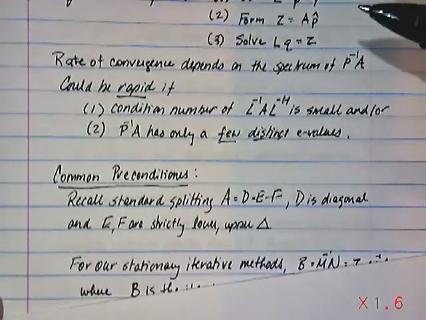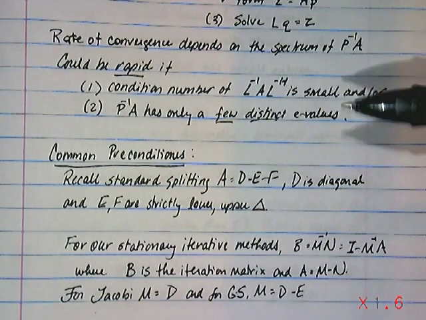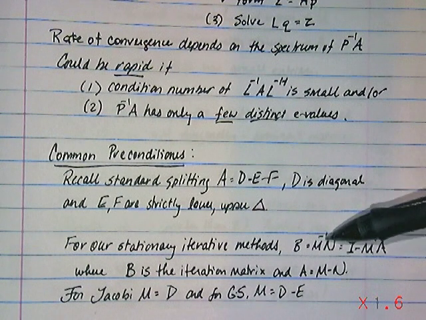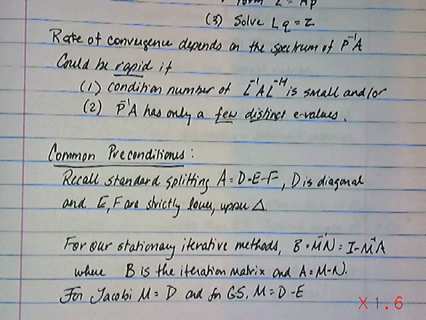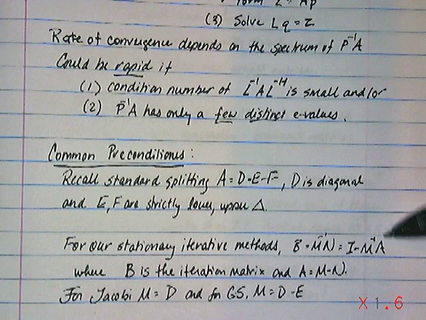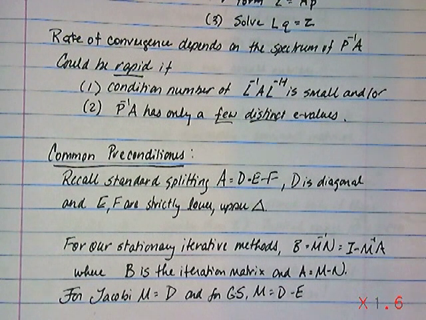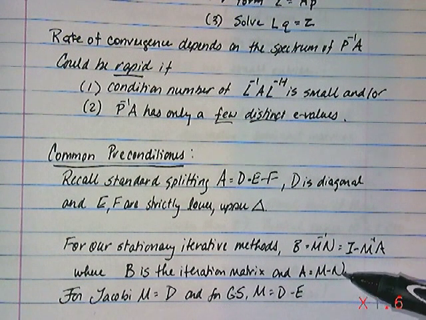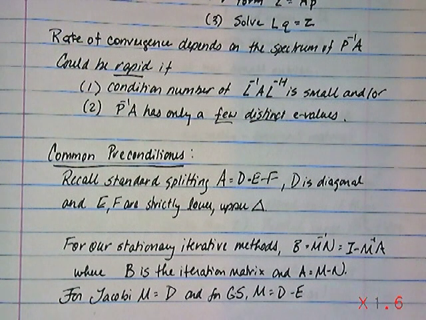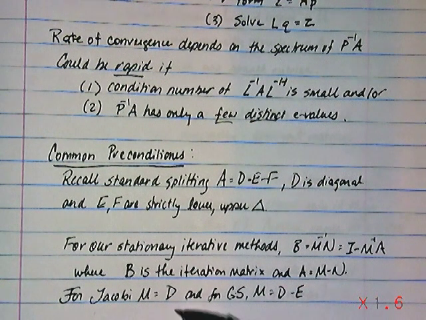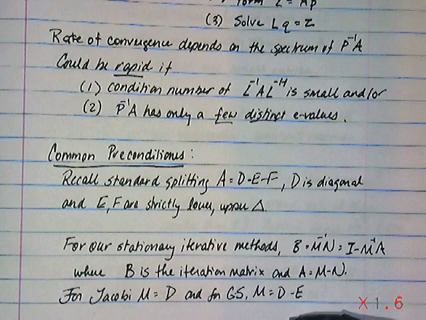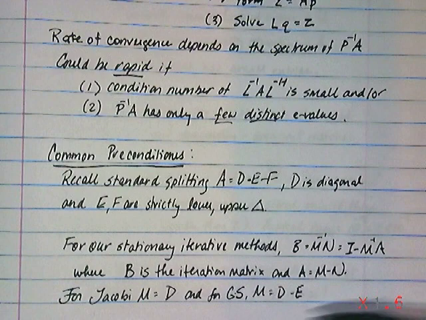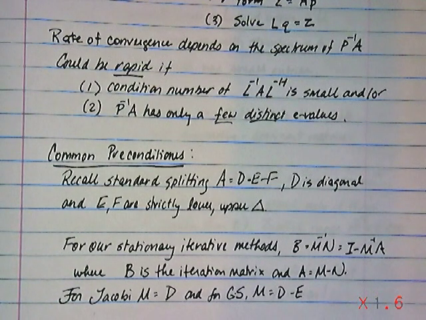If you went back and looked at your notes on stationary iterative methods, remember the iteration matrix would be of the form N inverse M, which could be written as I minus N inverse A, where you've done the original splitting A equals N minus M, and of course B is the iteration matrix. You can actually think in terms of preconditioning for the Jacobi method that the preconditioner is simply the diagonal matrix, whereas the preconditioner in the Gauss-Seidel method is just D minus E, right?